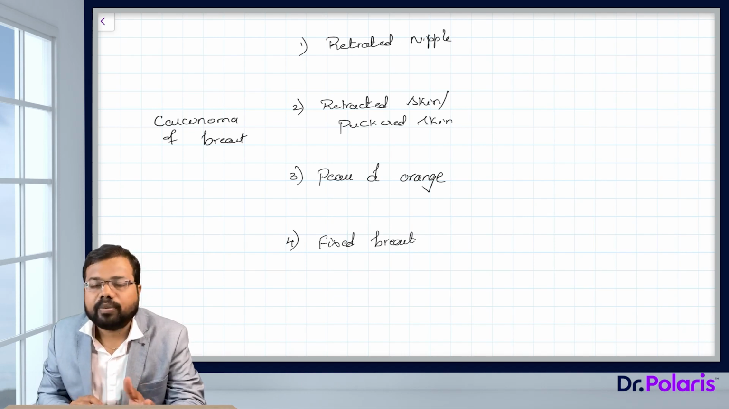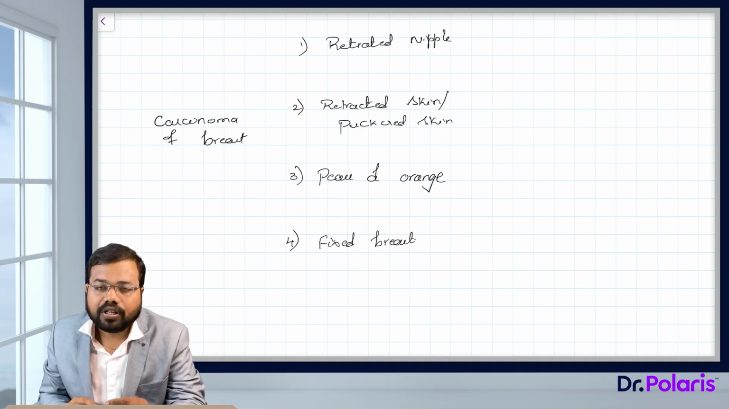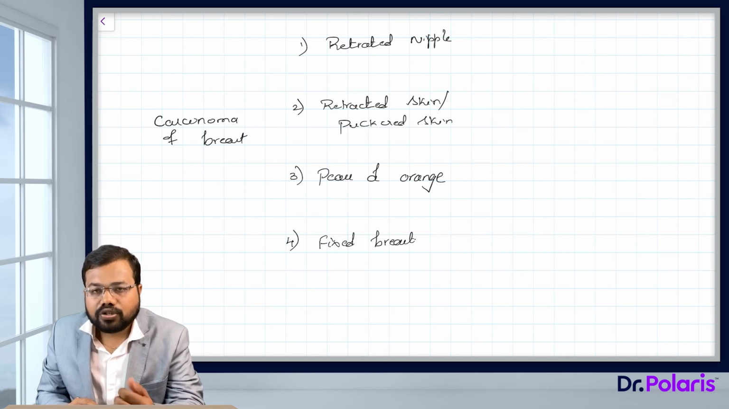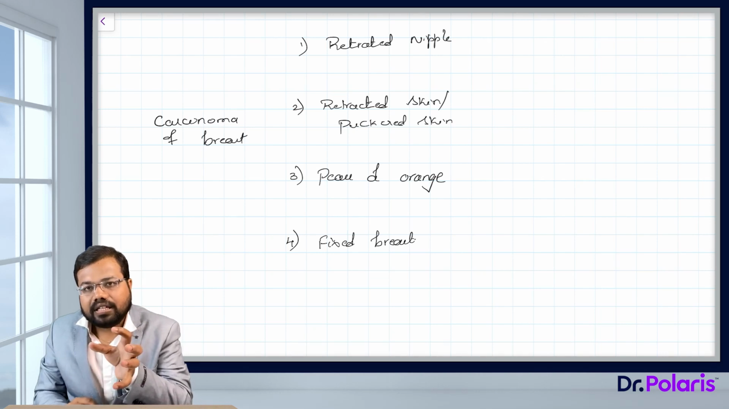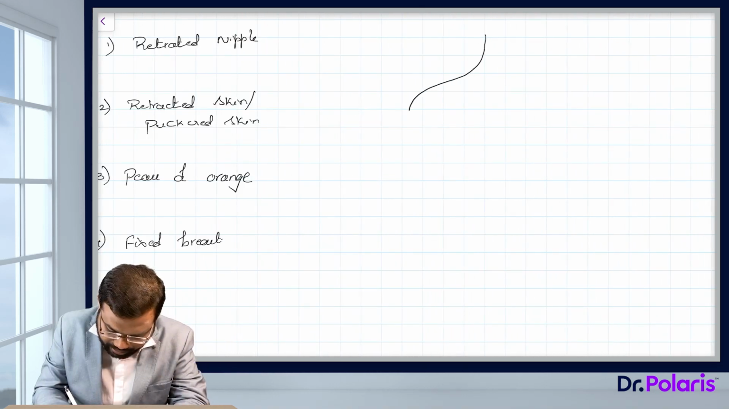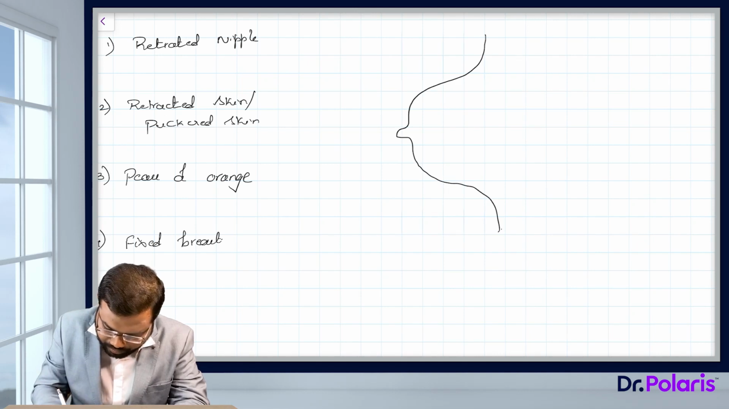So if the carcinoma of the breast invades the suspensory ligaments of Cooper, where do the suspensory ligaments of Cooper extend? From the pectoral fascia towards the skin, right? So whenever they are invaded, the suspensory ligament of Cooper will contract. For example, this is the breast, and from here to here, there is one suspensory ligament of Cooper from the pectoral fascia.